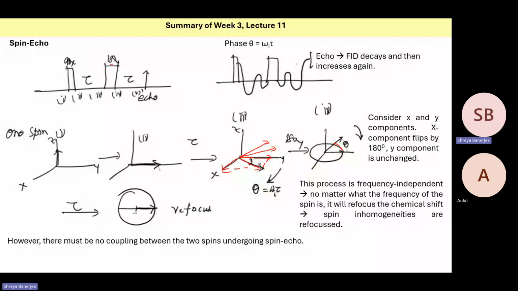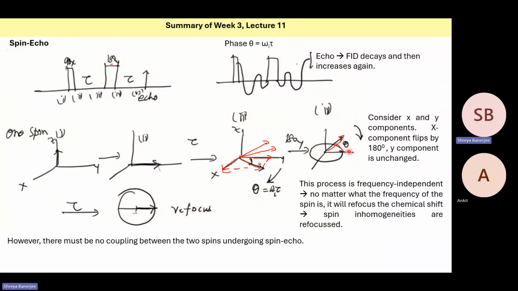Then you give a time of tau, and remember that the direction of precession will not change. So here also the direction of precession was clockwise. Now you have flipped the magnetization here, but the direction is still clockwise. So if you give it a time of tau, it will travel through the angle theta and it will come back along the y-axis. This is called refocusing.